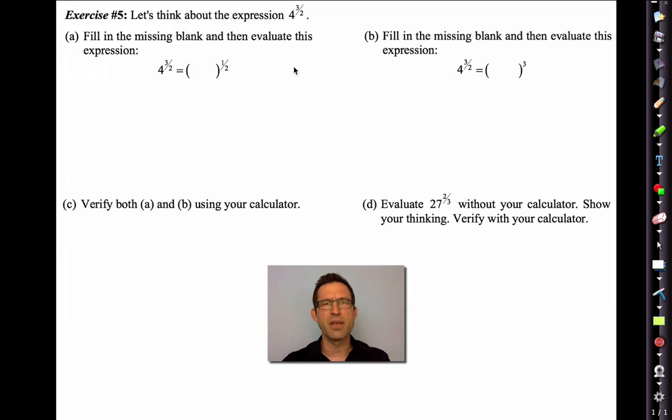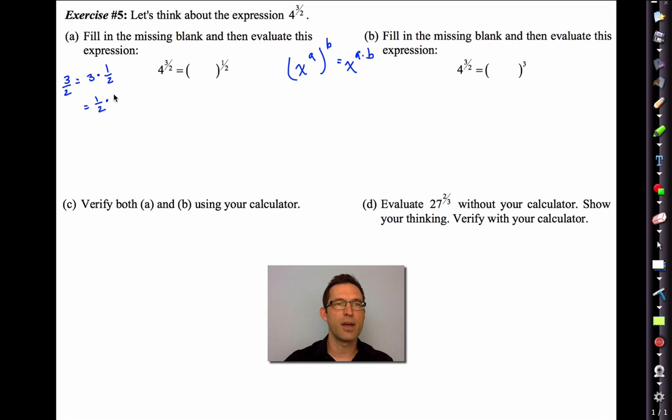I'll never forget this basic exponent property. If I've got x to the a to the b, I get x to the a times b. But keep in mind that 3/2 is equal to 3 times 1/2, and it's also equal to 1/2 times 3. So 4 to the 3/2 would be the same as 4 to the 3rd to the 1/2. But then 4 to the 3rd is 4 times 4, which is 16, times 4 is 64. So I'd have 64 to the 1/2, which would be the square root of 64, based on what we just did, which would be 8.